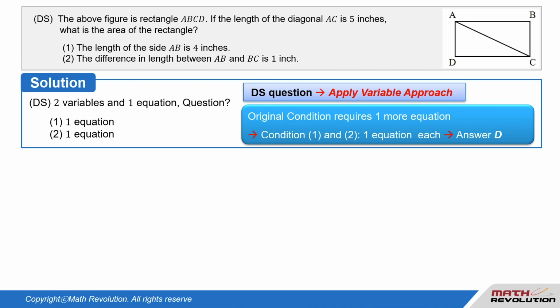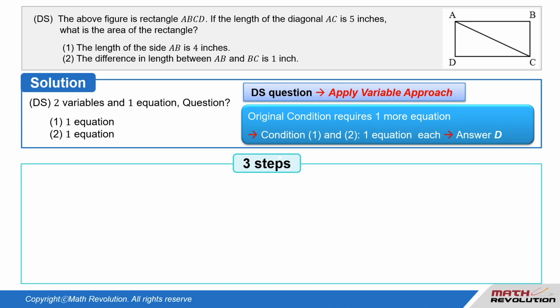We know that each condition would usually give us an equation, and since we need 1 equation to match the number of variables and equations in the original condition, the equal number of equations and variables should logically lead to answer D. This question shows how you can get the answer D based on the variable approach by setting 2 variables and 1 equation in the original condition, which requires 1 more equation. This is the secret of the variable approach.